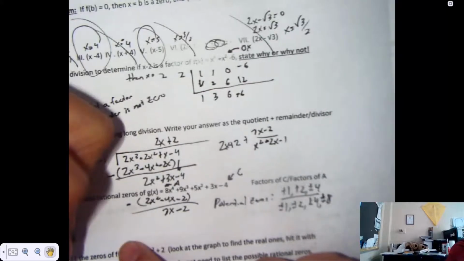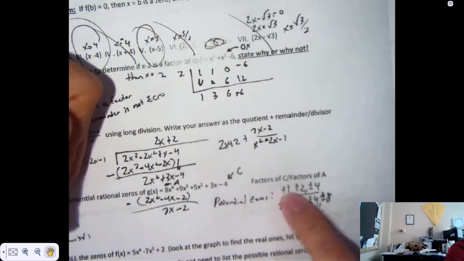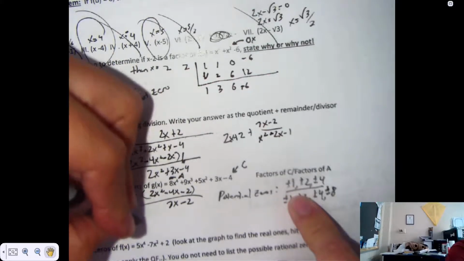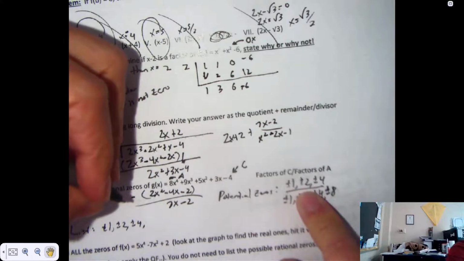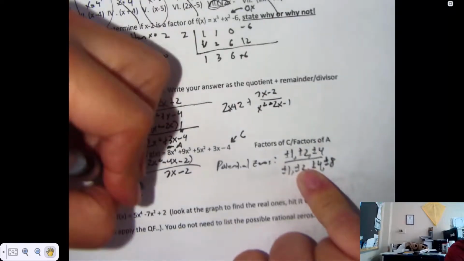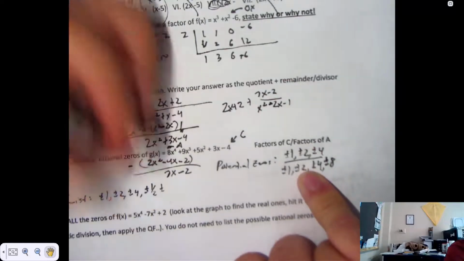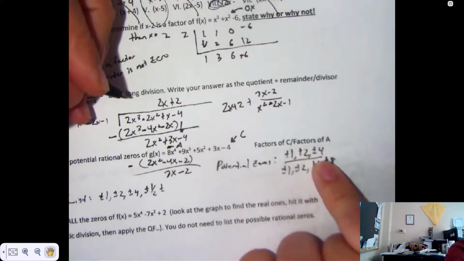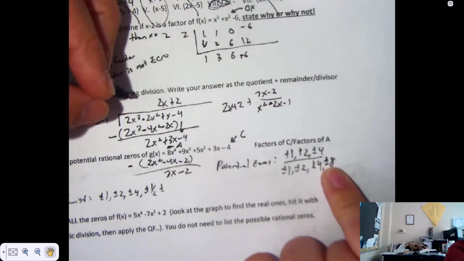So here's my list. I take the top 3 terms and I divide them by 1. Plus or minus 1, plus or minus 2, plus or minus 4. I take the top 3 terms and I divide them next by what? 2. Minus a half, plus or minus 1, which is already in the list, then plus or minus 2, which is already in the list. Then I divide the top 3 terms by 8. Plus or minus an eighth.